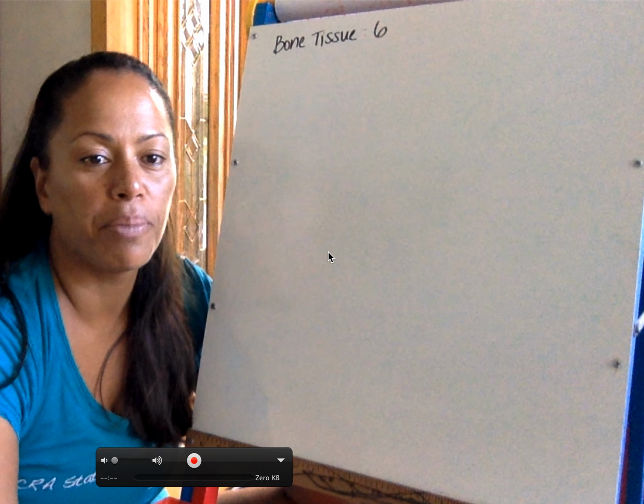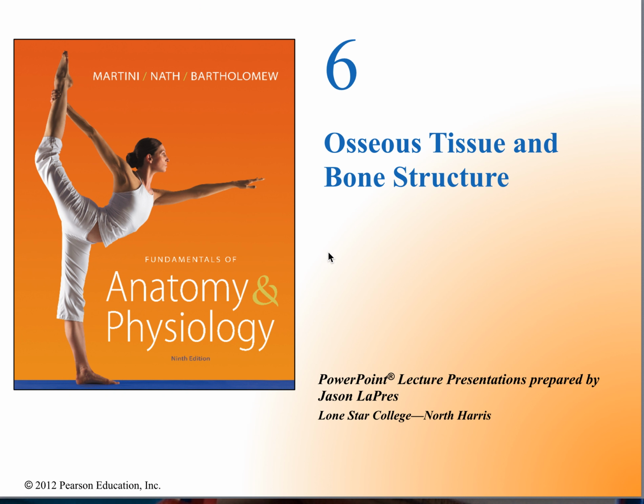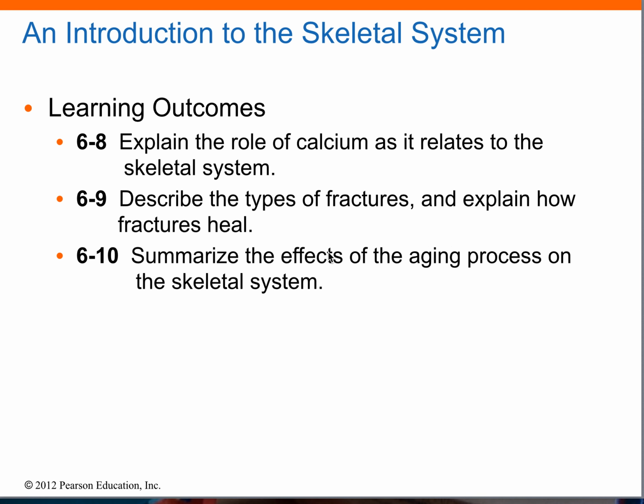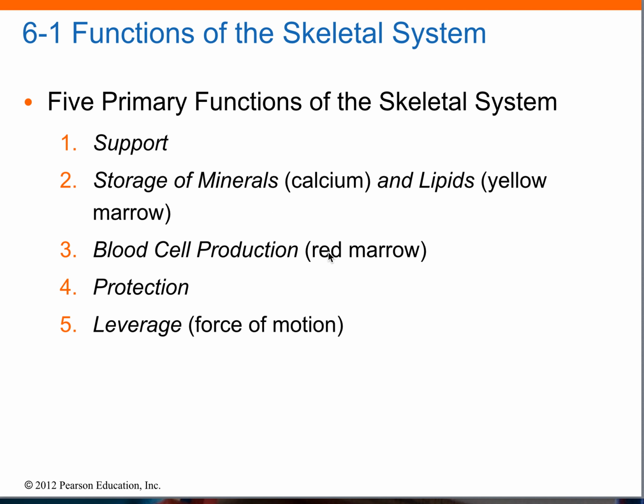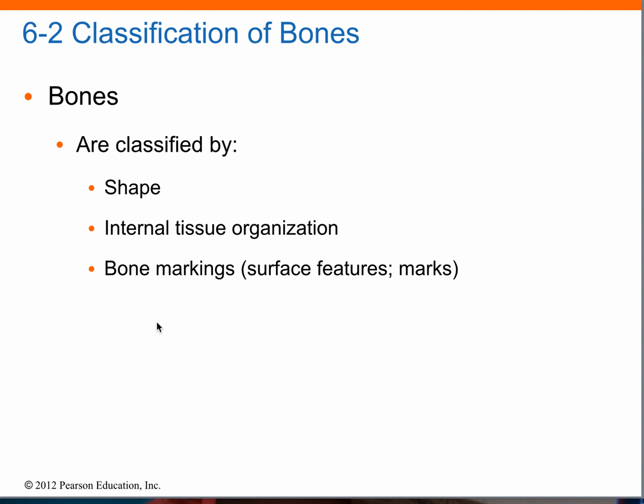Welcome to Bone Tissue, Chapter 6. Let's take a look at what we have. So we're going to look at a couple of things. What is the function of the skeletal system? Basically, it's for support, to store minerals and fat, as well as blood cell production, red blood cells, white blood cells, and platelets, protection, leverage, and force production.